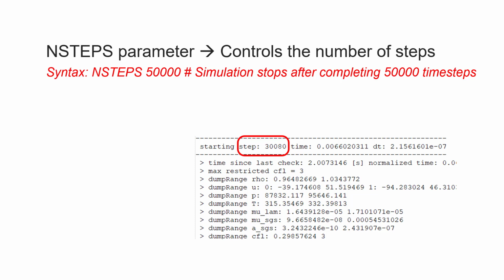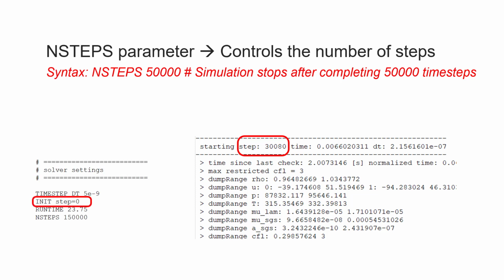The user must remember that for a simulation which has been restarted from a previous solution, the solver calculates the time steps cumulatively. So if the previous solution has run for 20,000 steps and n steps is set to 25,000, then the new simulation will run only for the 5,000 time steps. If the user wants to change this behavior, then they can reset the step value to 0 or any other number of their choice by using the init step 0 command when setting up the initial conditions for the simulation.